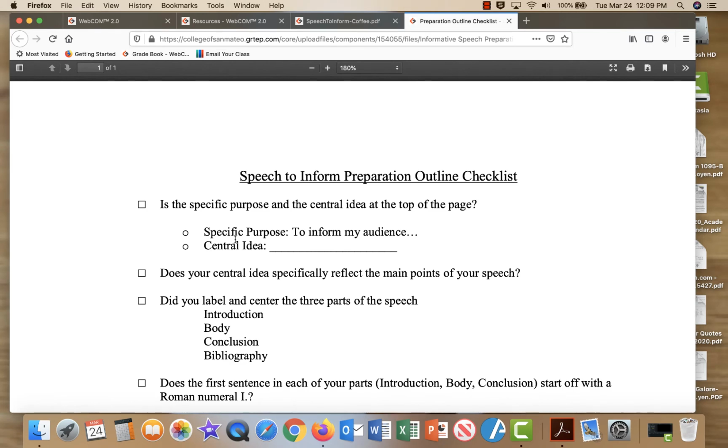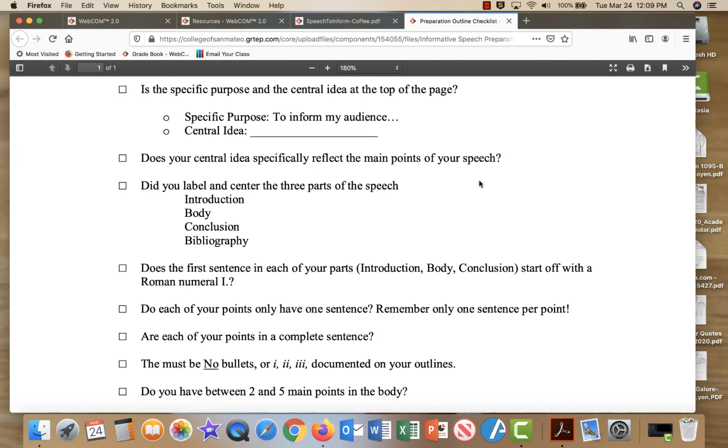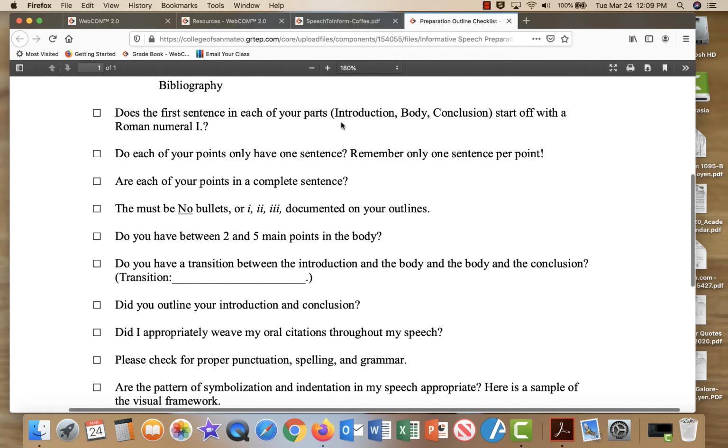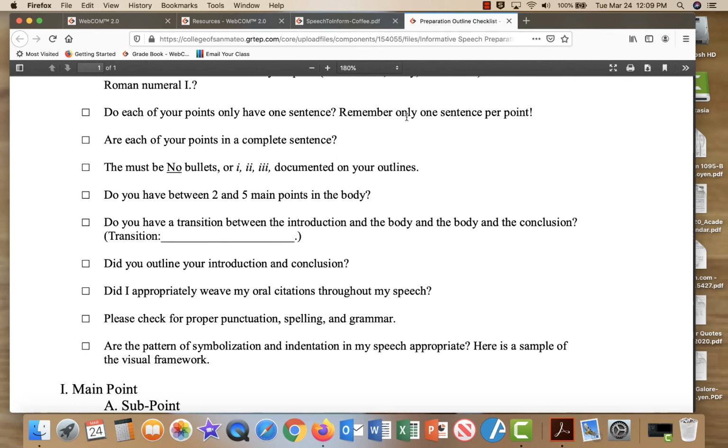Now, when you're trying to figure out how I can take a look at capturing all of these ideas in my outline, take a look at your preparation outline checklist. Is the specific purpose and the central idea at the top of the page? Does the central idea specifically reflect the main points of the speech? Did I label introduction, body, conclusion, and bibliography? Do the first sentence in each of our parts, the introduction, body, conclusion, start off with a Roman numeral 1? Do each of your points only have one sentence? Remember, only one sentence per point.